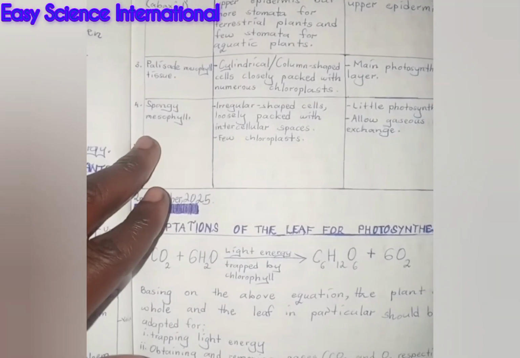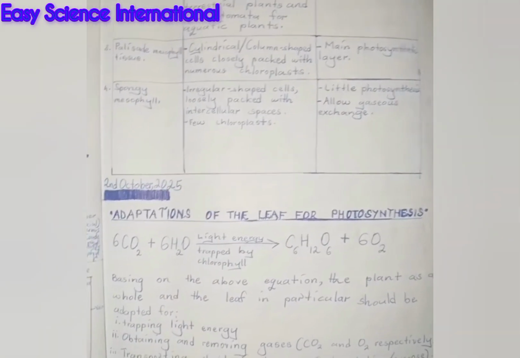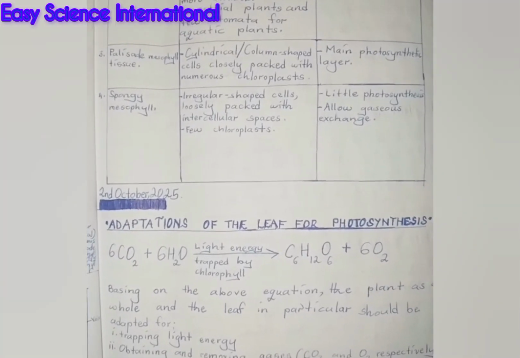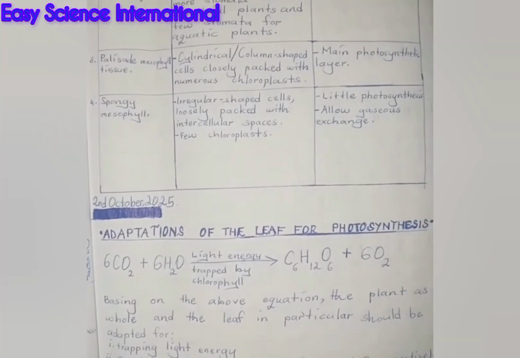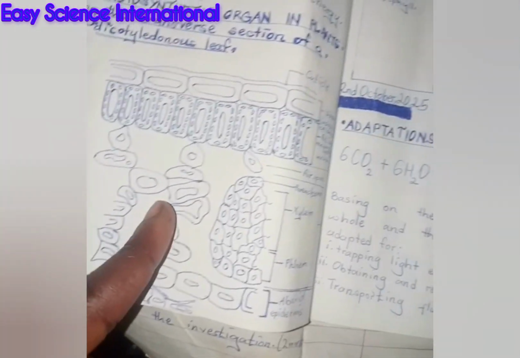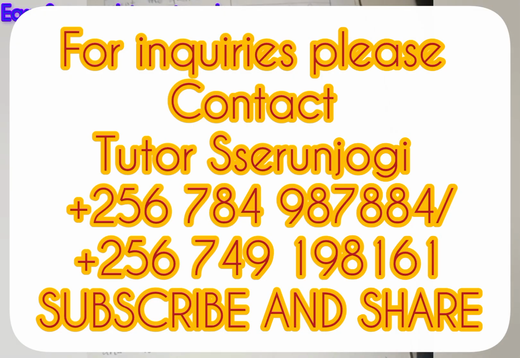Then we have the spongy mesophyll. This one is made up of irregularly shaped cells, loosely packed with intercellular spaces, and these have few chloroplasts. So because of that, little photosynthesis takes place here, and being irregularly shaped cells, when packed together, they create air spaces, and these air spaces allow for gaseous exchange.